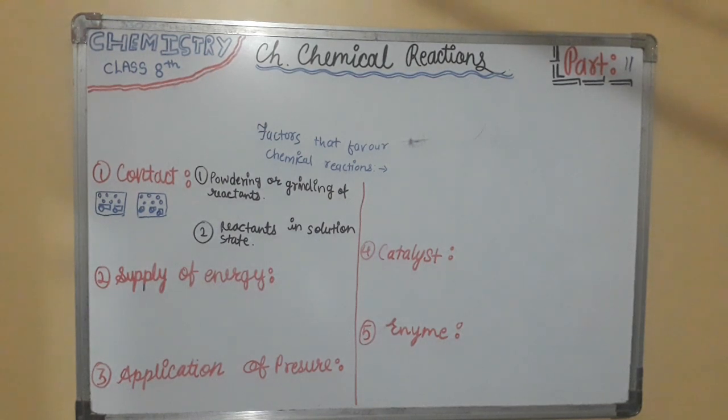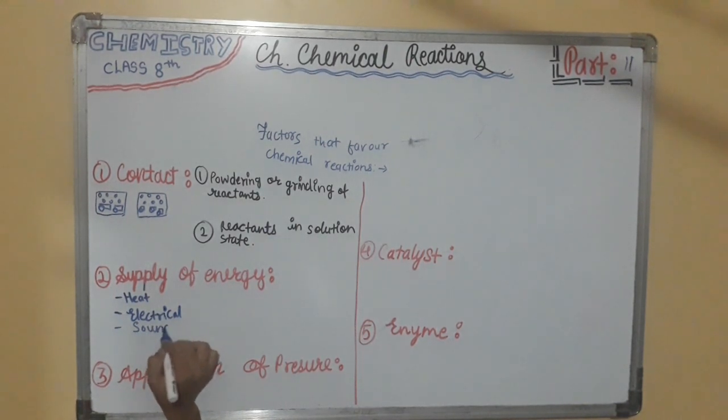Second is supply of energy. So in that there are many types of energy. First is heat. Second is electrical. Third is sound energy. And fourth is light energy.